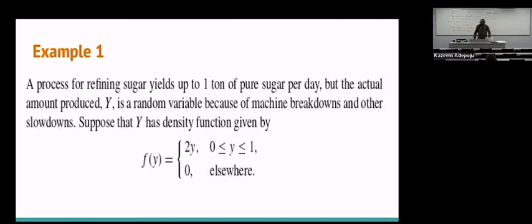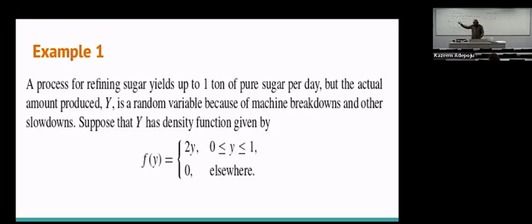Take a look at this guy. A process of refining sugar yields up to 1 ton of pure sugar per day, but the actual amount produced, Y, is a random variable because of machine breakdowns and other slowdowns. Okay, it's going to be a random variable. We don't expect the machine to produce the same thing every day, because we live in a stochastic world, right? That is the reason there could be breakdowns. Machines could break down at times. They could be slowed down. That is the reason why there's a variation.